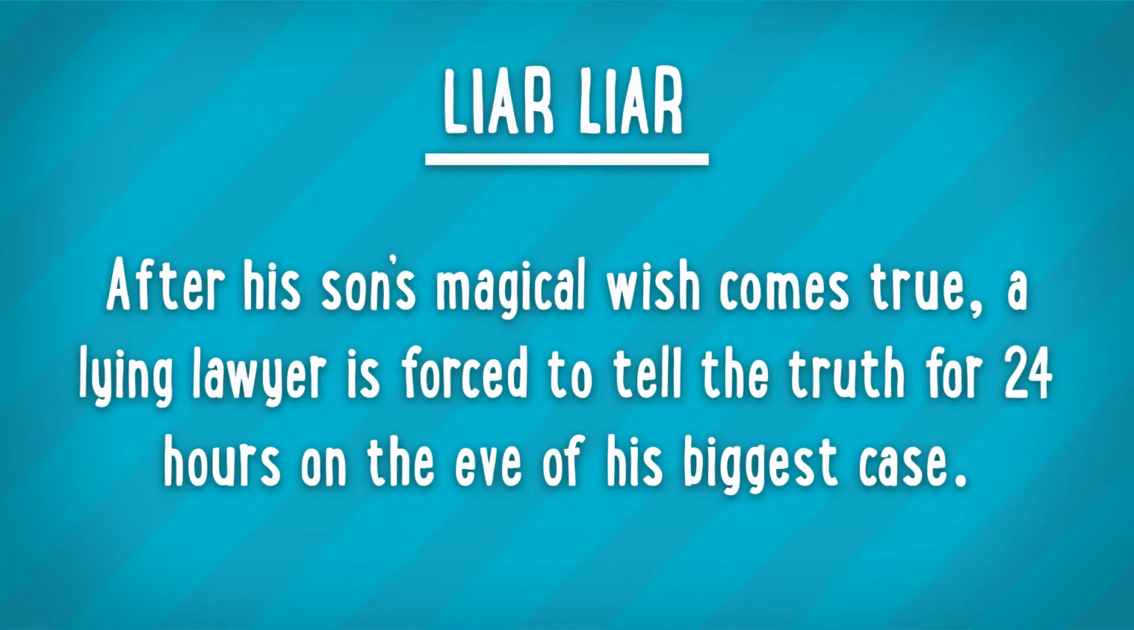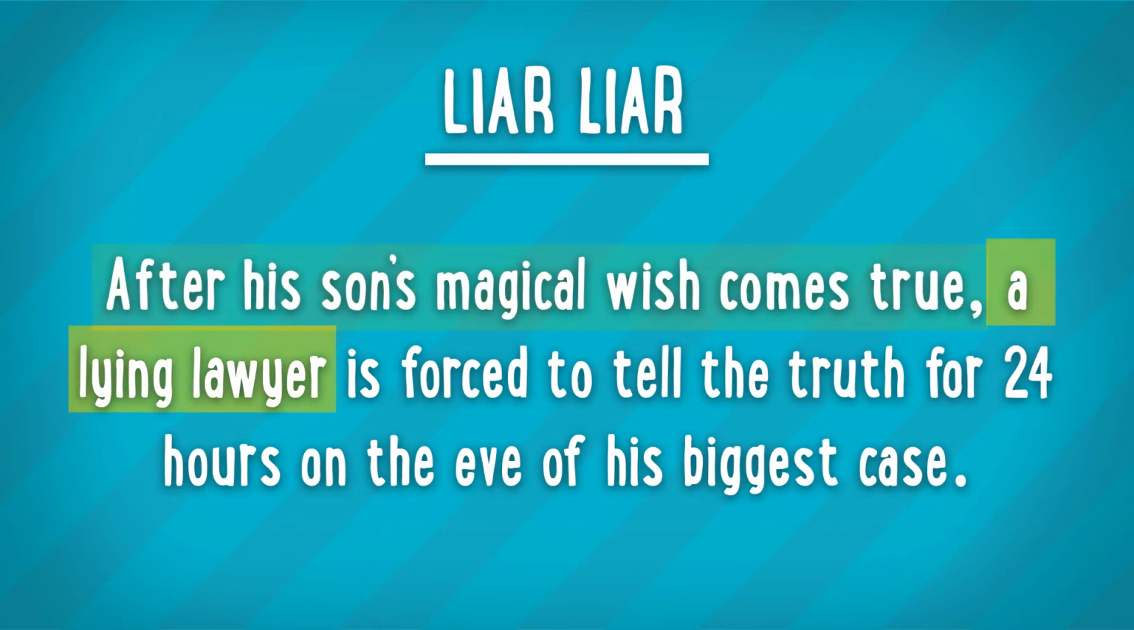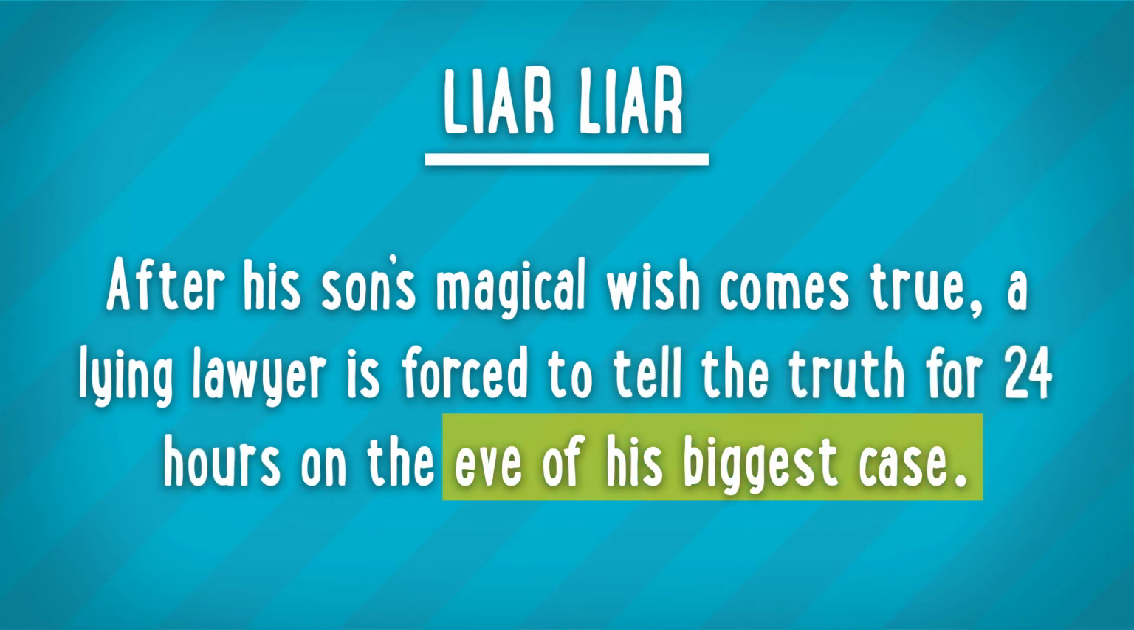So let's break this down. First, here we have the inciting incident. The lawyer's son makes a magical wish. Next, we have the character, a lying lawyer. Then we have the objective. He must not lie for 24 hours. And finally, we have the stakes. It's on the eve of his biggest case.